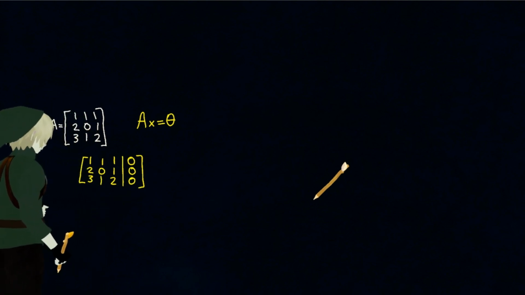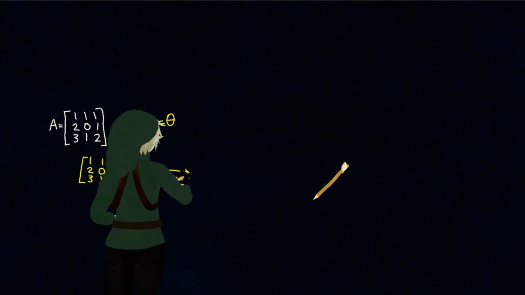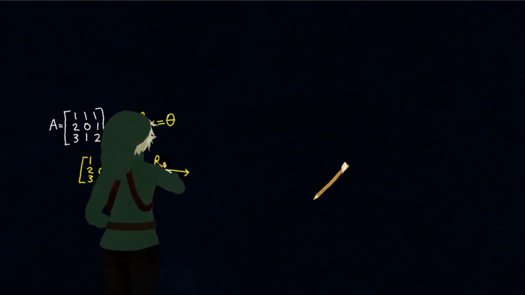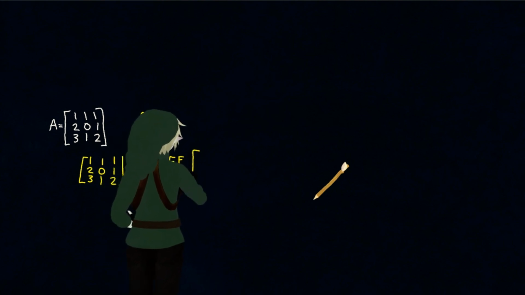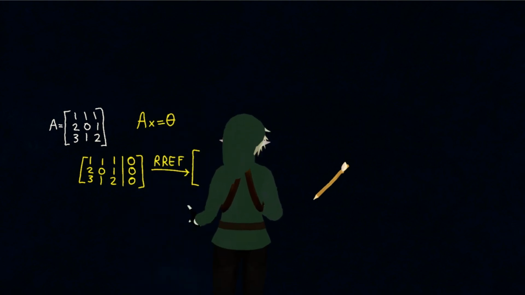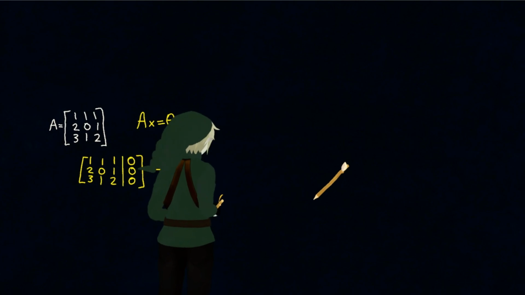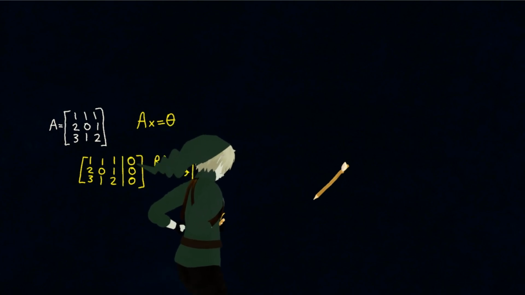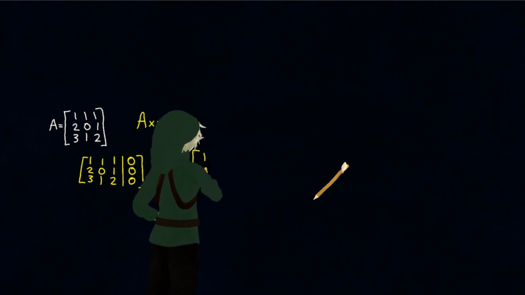Right? And now what we do is we compute it. We compute the RREF of it. Now, when we compute the RREF, it does not turn out to be like an identity matrix. It actually turns out to be something a little ugly, but it's okay. Just don't freak out.